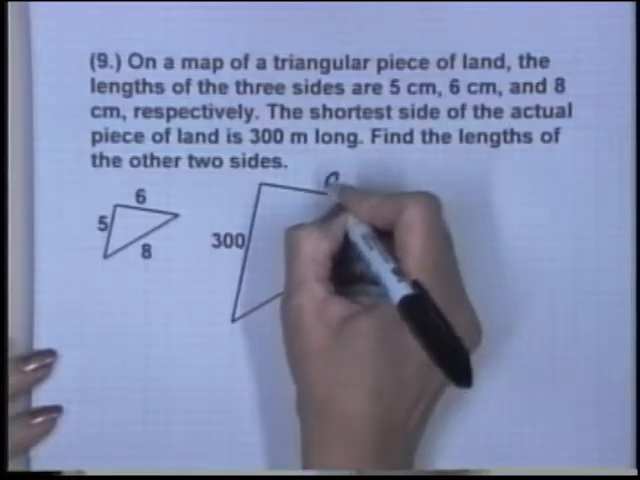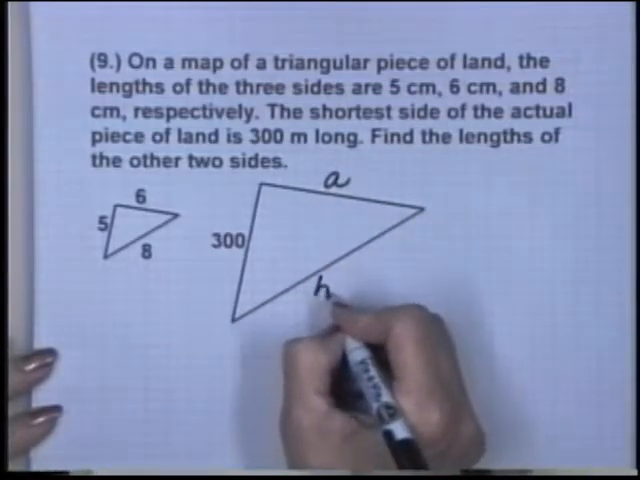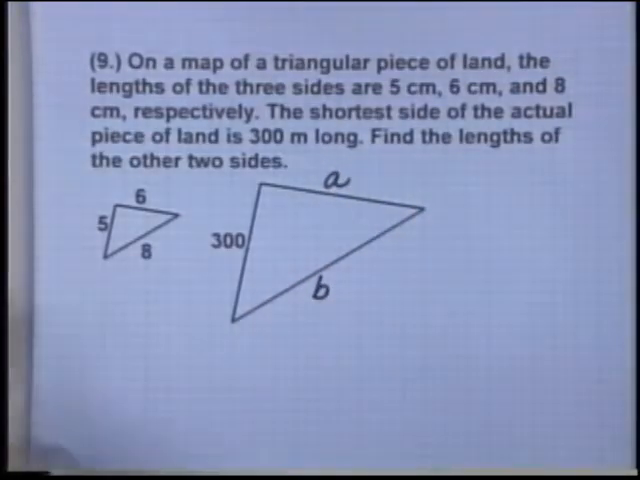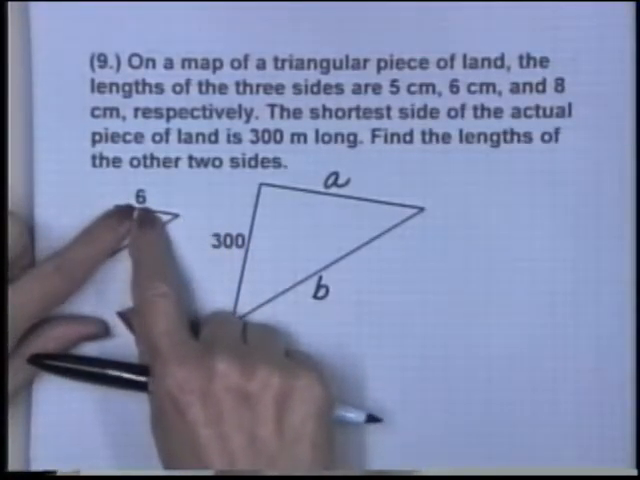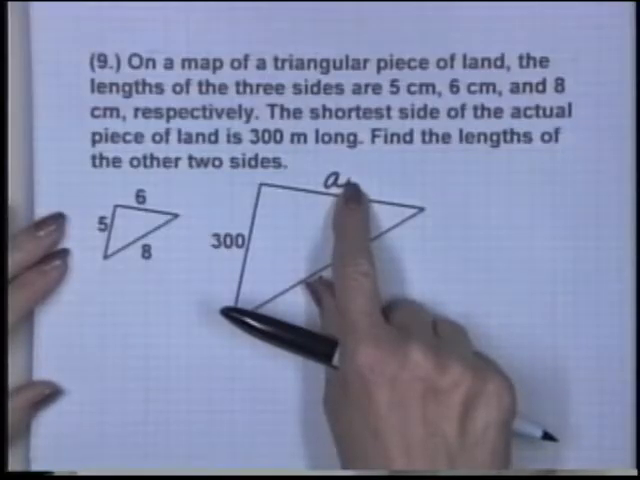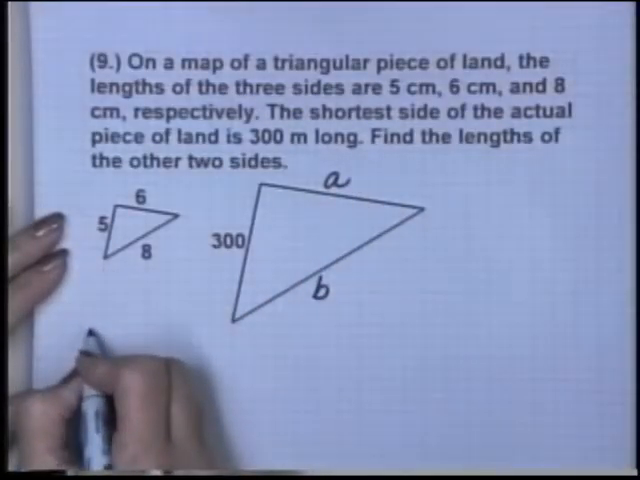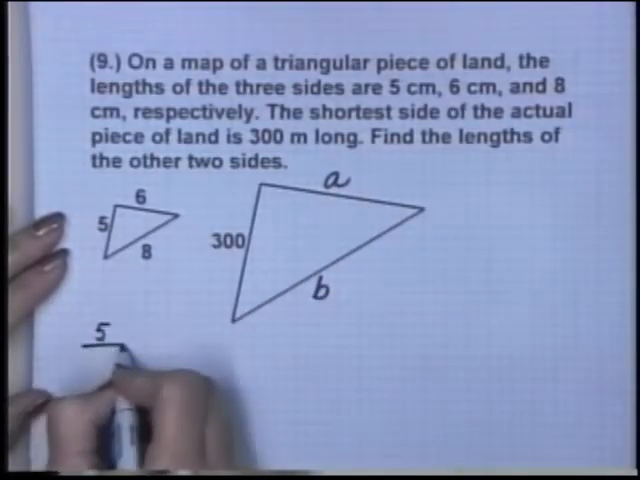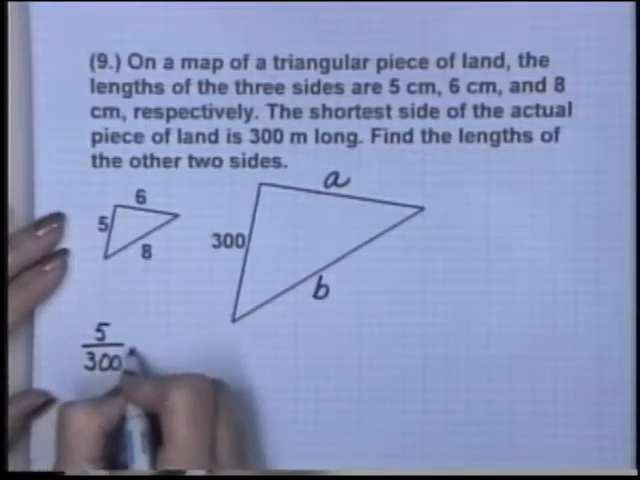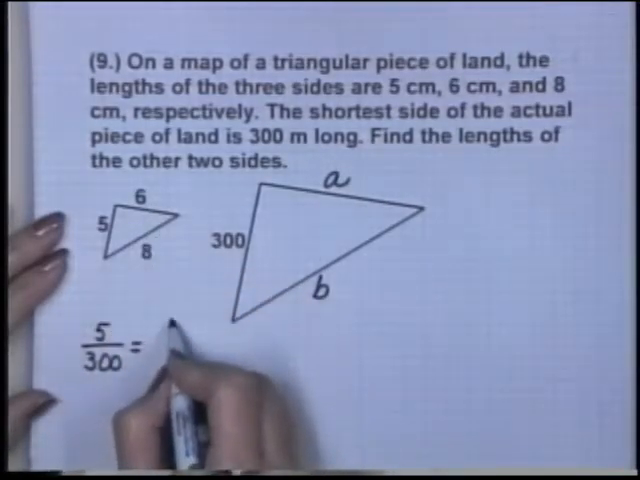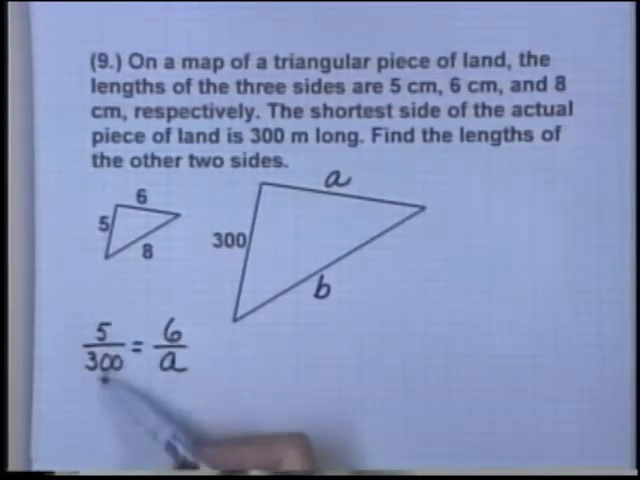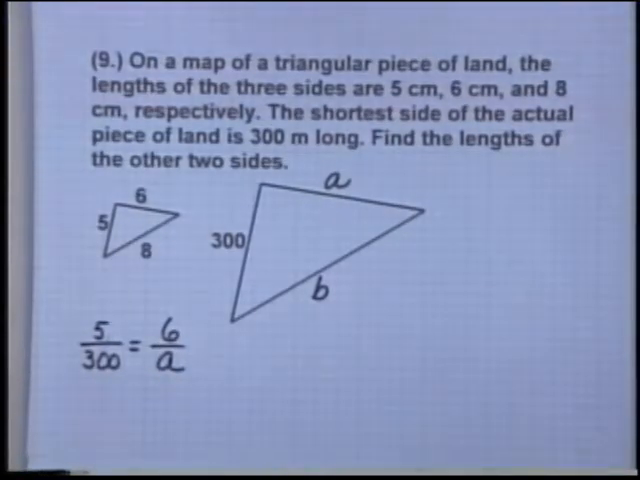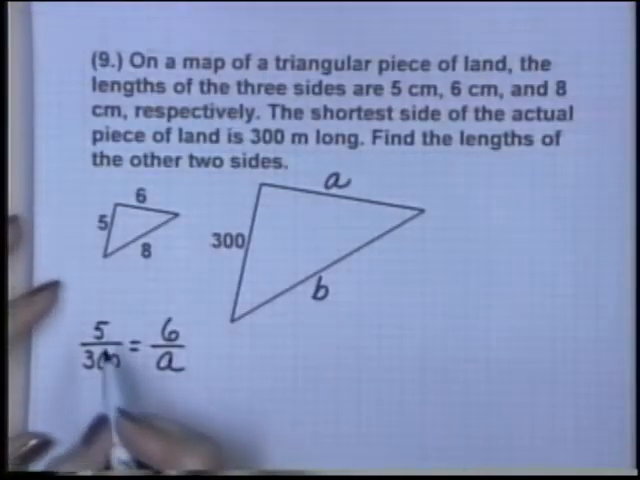I'm going to label this side A and this side B. The 5 corresponds to the 300, the 6 corresponds to the A. So to find A, I could say 5 is to 300 as 6 is to A. Now I know this reduces, but probably by the time I could figure out how to reduce it, I could cross multiply. So let's do that.